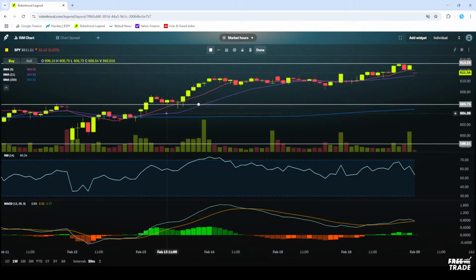There's a previous resistance over here, and then it was a support. It bounced over, continued up. Let's go look for the next one over here.